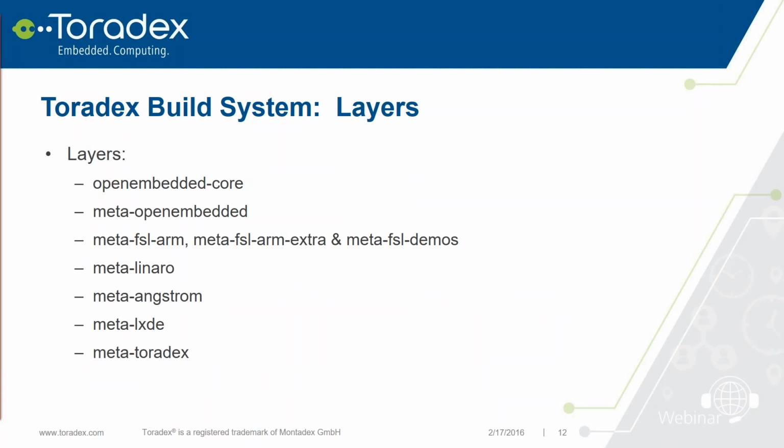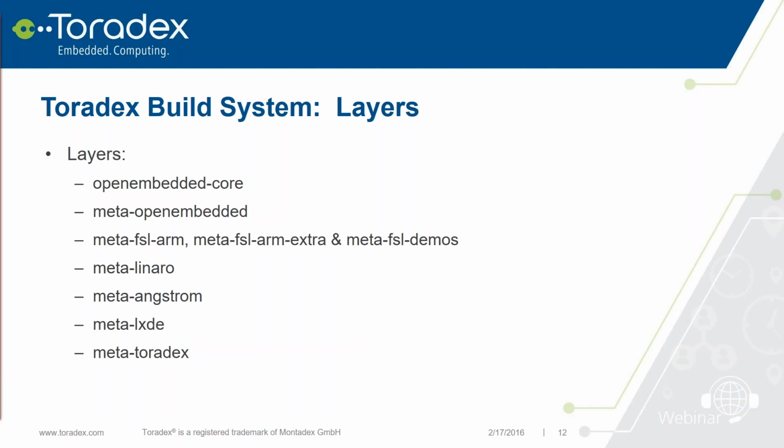All right, so let's take a closer look at the layers that make up the Toradex build system. There's, of course, OpenEmbedded-Core and meta-openembedded, which includes quite a few other meta layers inside. So you'll find a lot of common software packages there. And then these meta-fsl layers come from NXP, formerly Freescale. And these have BSP support for our NXP products. Meta-linaro, meta-angstrom, meta-lxde, and meta-toradex.